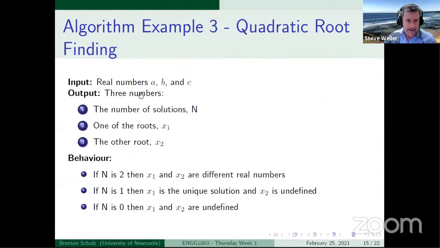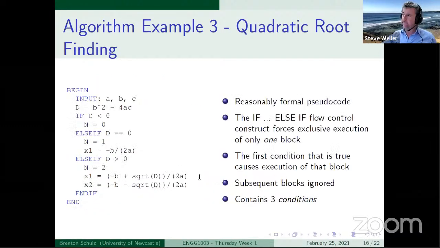Okay, that's the condition. If d is negative, then n is equal to 0. Remember what n is? We back up. N's the number of solutions. Notice that the behavior of the algorithm is if n is equal to 0, then x1 and x2 are undefined. And that's reflected in the pseudocode. If d is negative, n is 0, x1 and x2 undefined. If d was negative, we do some steps, one step.